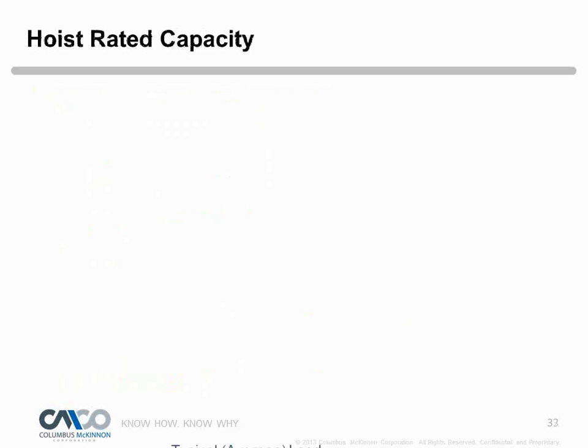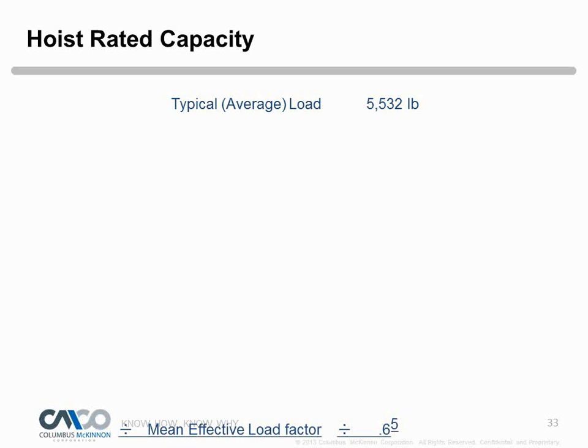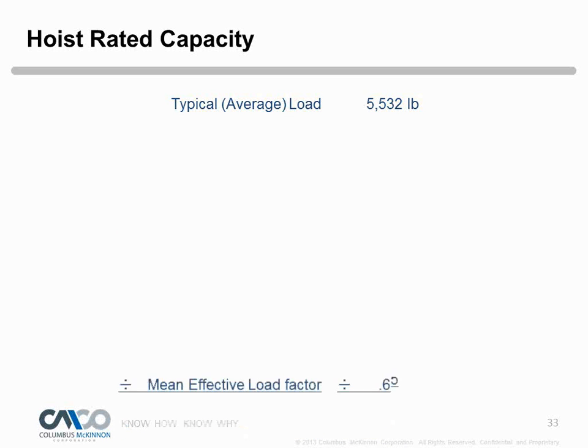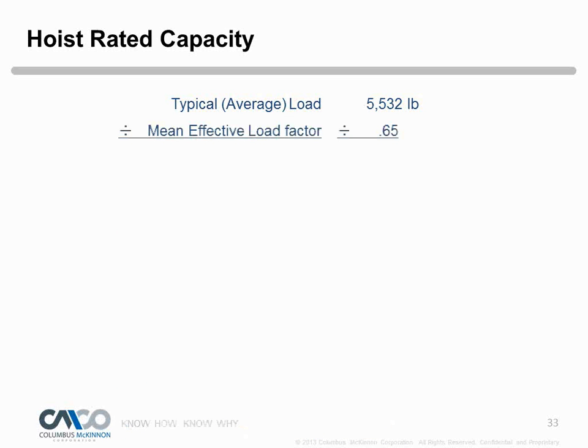Okay, so they told us the typical average load, 5,532 pounds. And so we are going to divide by our mean effective load factor, and there's that 65%, right? So we talked about the H4 duty cycle. The H4 duty cycle says I can have 300 starts within the hour or 30 minutes at 65% of the hoist. I can run within 30 minutes at 65% of rated load.